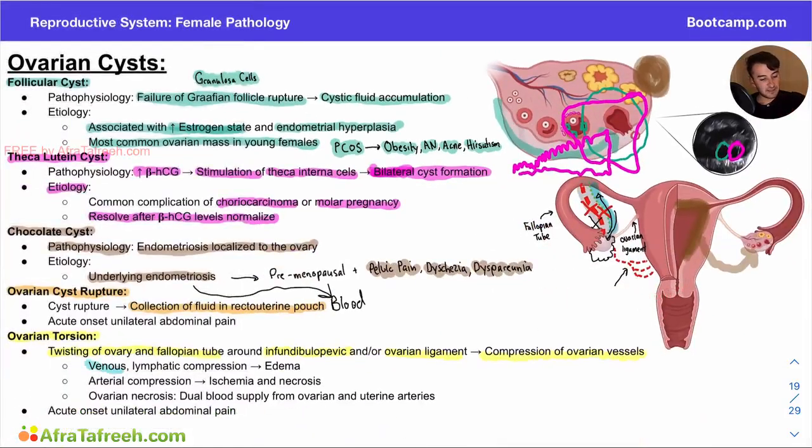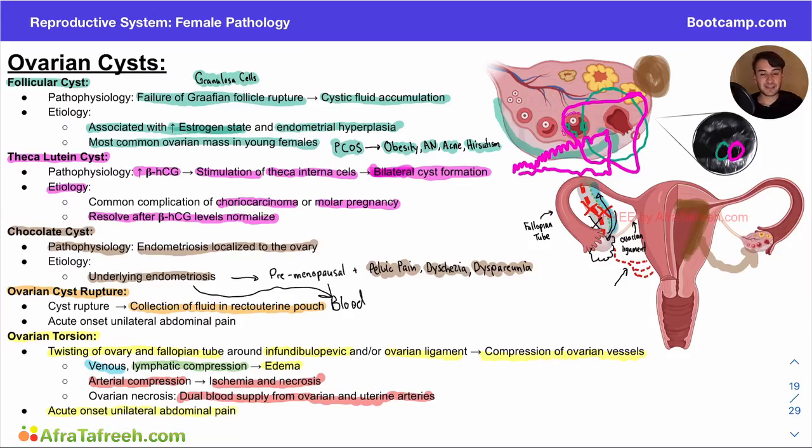So if we zoom out, let's review some of the things that are going on here. We're going to have venous as well as lymphatic compression, which is going to lead to our edema, and then we can have arterial compression, which can lead to ischemia and necrosis. And we mentioned that the ovary does have dual blood supply from the ovarian and uterine arteries. However, we still are very concerned for necrosis and ischemia in this ovary, and this needs to be managed immediately and surgically. And this is going to present with acute onset unilateral abdominal pain.